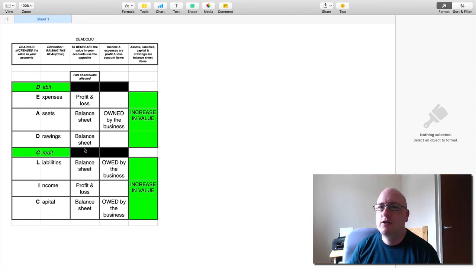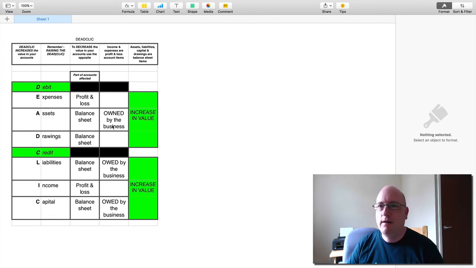Now, in this column here, what I've done is just to help you, just to explain where each of these accounts goes in either your profit and loss or balance sheet. So expenses are always a profit and loss item, assets are always a balance sheet item, and drawings are a balance sheet item. And similarly, in the bottom half, liabilities are a balance sheet item, income is a profit and loss item, and capital is a balance sheet item.